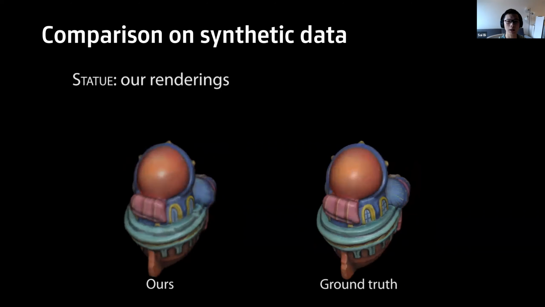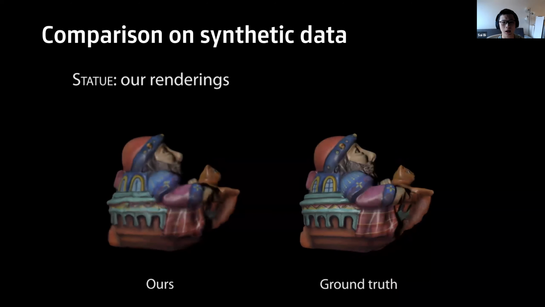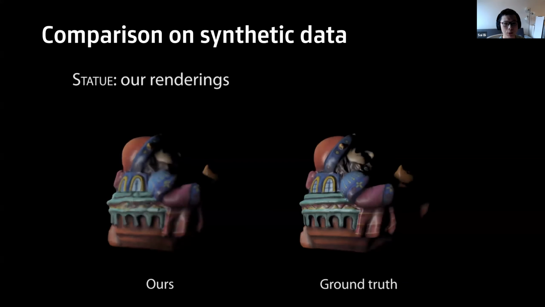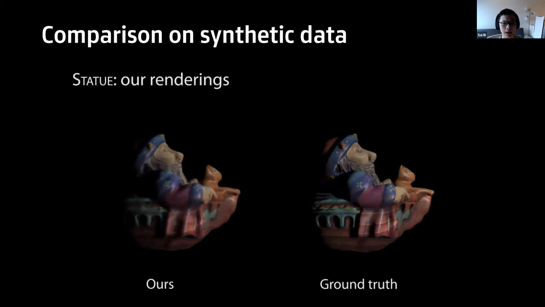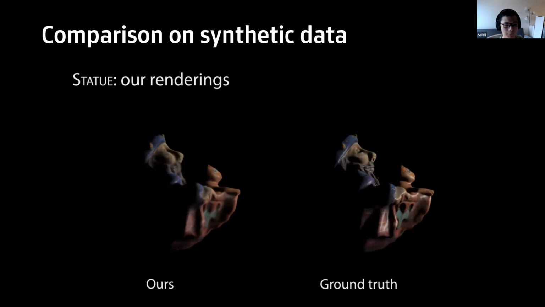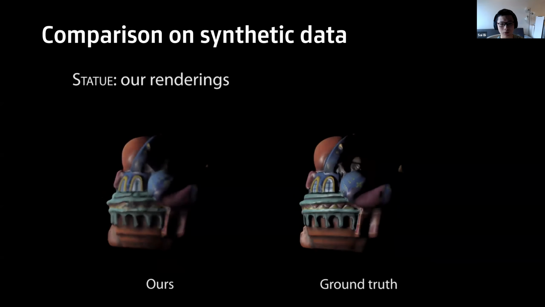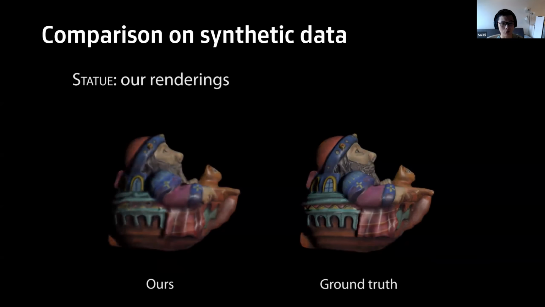We also compare our renderings to ground truth images on synthetic data. From the comparison, we can see that our results match the ground truth very well. Particularly for images captured under non-collocated camera and light, which are never observed in the training, our method is also able to generalize and produce shadows and specularities that match the ground truth closely.